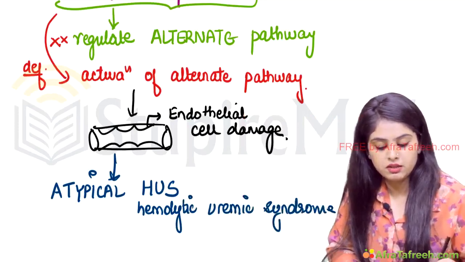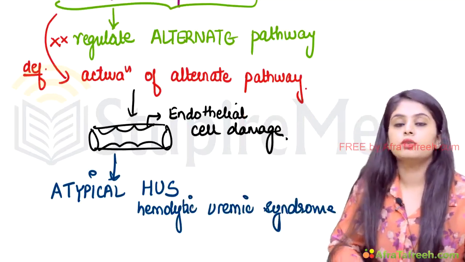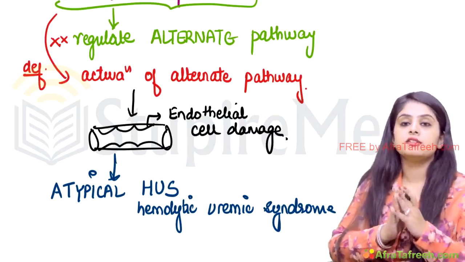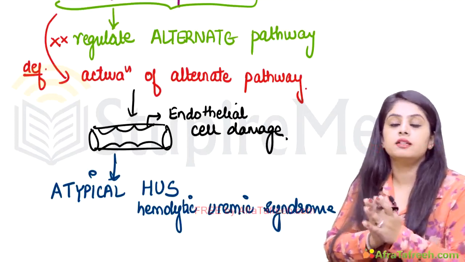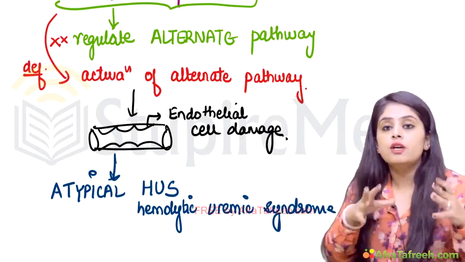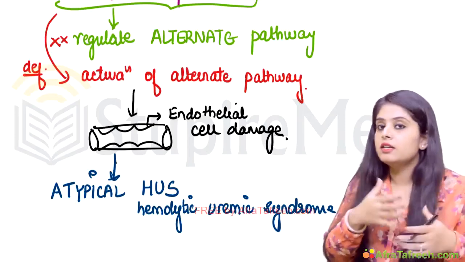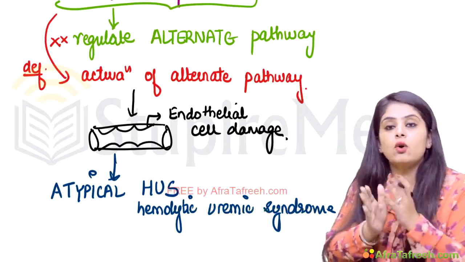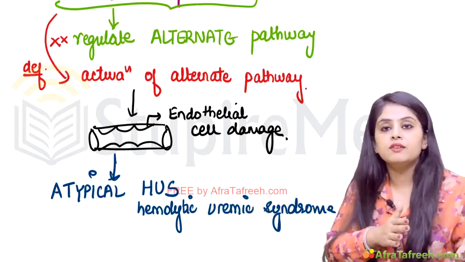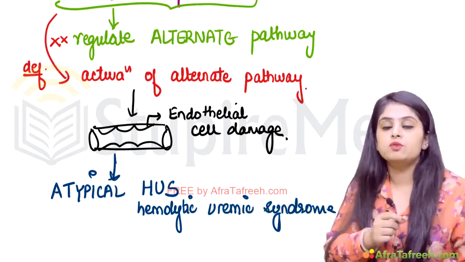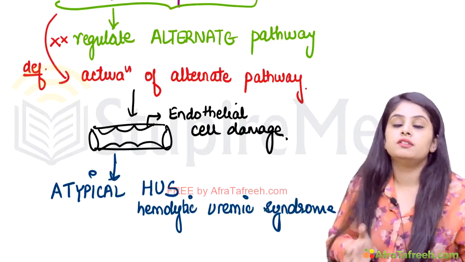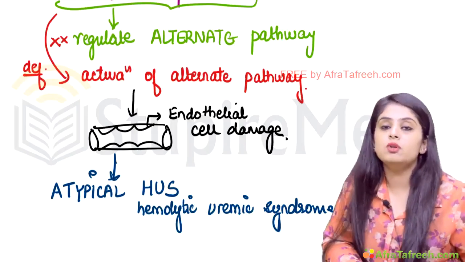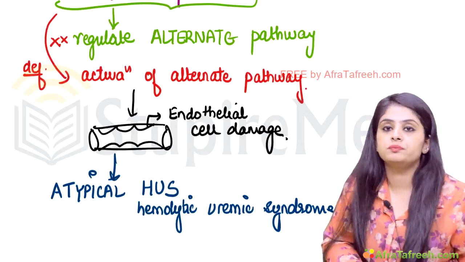Hemolytic uremic syndrome. So to recall, CD46, factor H, factor I. These are the factors which are controlling the alternate pathway. If their control is lost because of their deficiency, the alternate pathway will keep on getting activated. Endothelial cell damage will occur. This will land up in a disease known as atypical hemolytic uremic syndrome.